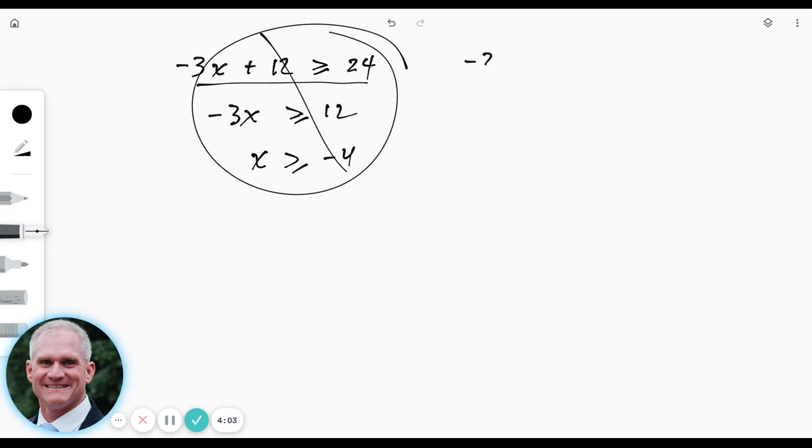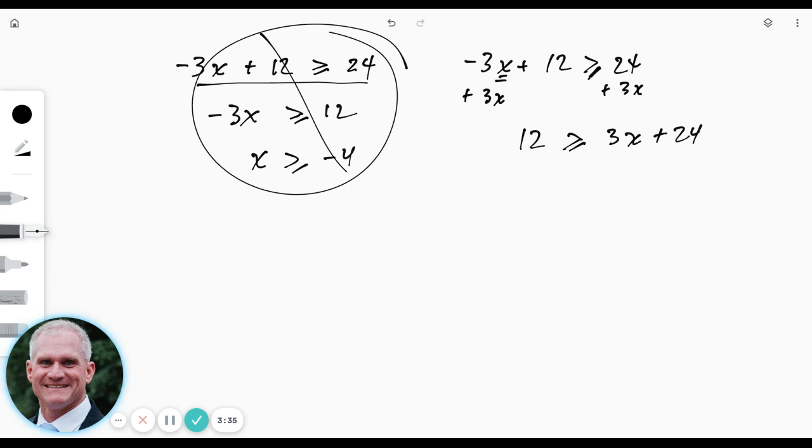What we really want to do is we want to move the term with the variable so that it's positive. So let's start instead by moving the negative 3x to the right-hand side. So now we add 3x to both sides. And we get 12 is greater than or equal to 3x plus 24.